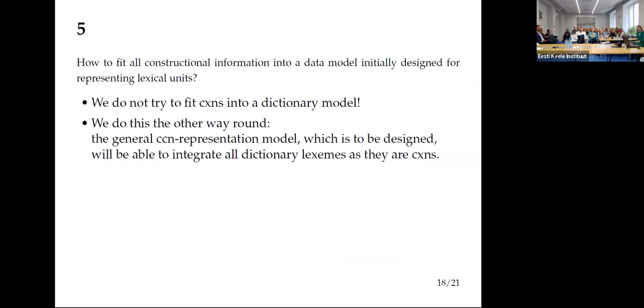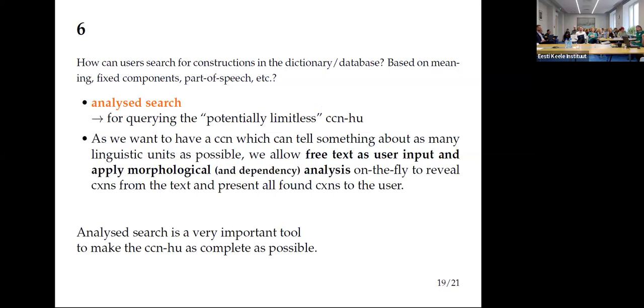Yes, when this model will be worked out, then the dictionary will be transformed to fit in the model, not the other way around. So we don't want to squeeze constructions into the dictionary, but we will develop a model and put the dictionary inside it. Okay.